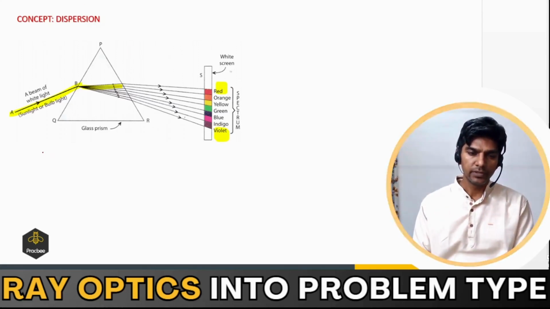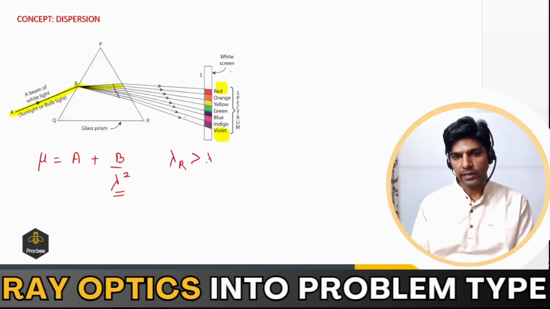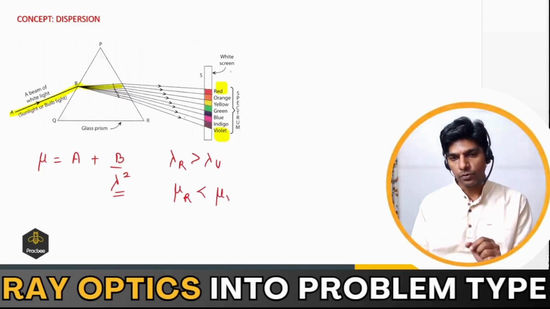So you can remember this formula. Refractive index is given as some constant plus some constant by lambda square. So if you increase lambda, refractive index will decrease. So lambda of red is greater than lambda of violet. That's why the refractive index of this prism with respect to red light will be less than the refractive index of this prism with respect to violet light.